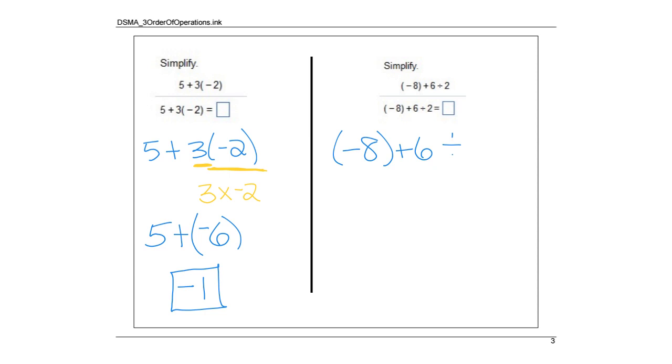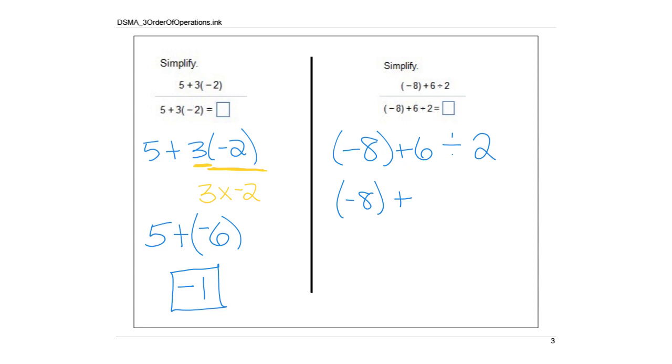So again, we do have parentheses, but there's nothing to clean up inside. It's just denoting that we have a negative number. So we're going to leave that alone right now. There are no exponents. So now we're going to take care of either multiplication or division, going from left to right. Well, going from left to right, we have this -8 out front. We have plus, so we're not going to do that yet.